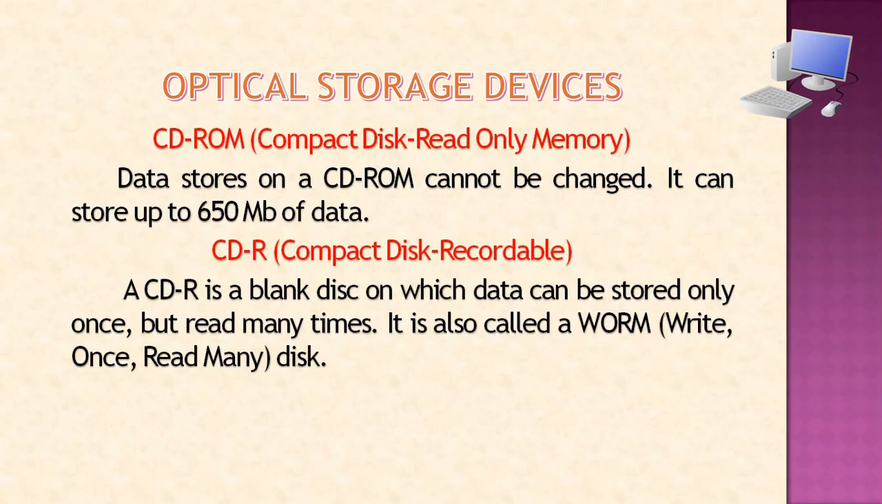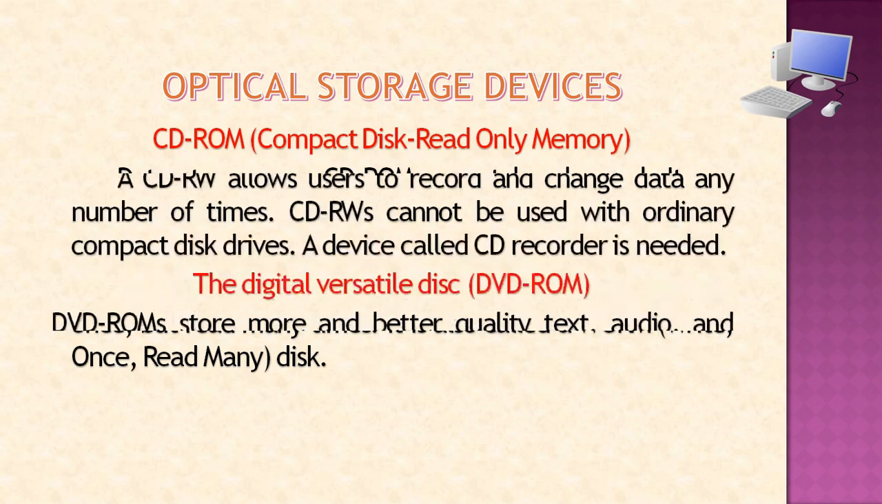CD-ROM, compact disc read-only memory. The data stored on CD-ROM cannot be changed. It can store up to 650 MB of data. Compact disc recordable. This disk is blank disk on which data can be stored only once, but we can read it many times. It is also called WORM, write once, read many disk.